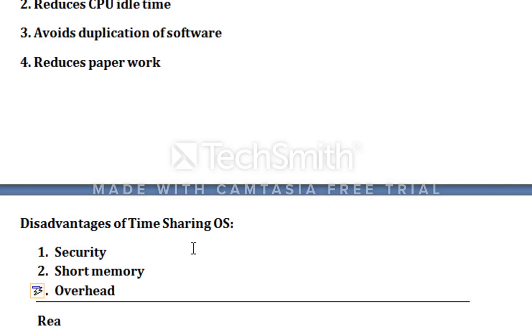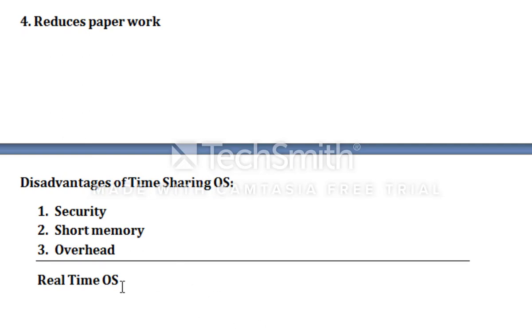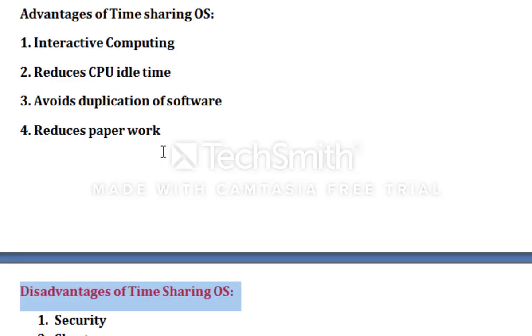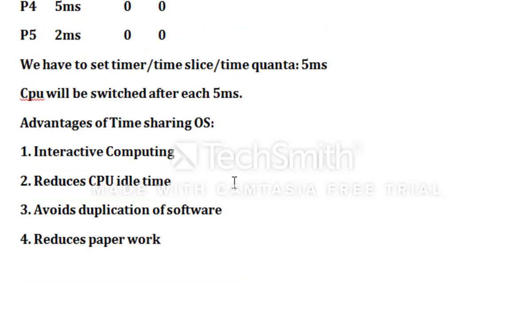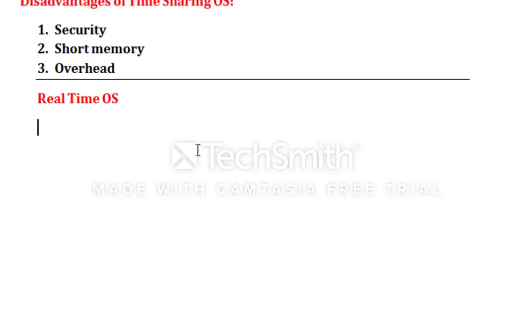Now the last is the real time operating system. So let's have a look at what exactly the real time operating system is. A real time operating system is a special purpose operating system. It is used when rigid time requirements have been placed on the operation of a processor or data flow. It is used as a control device in a dedicated system, right?